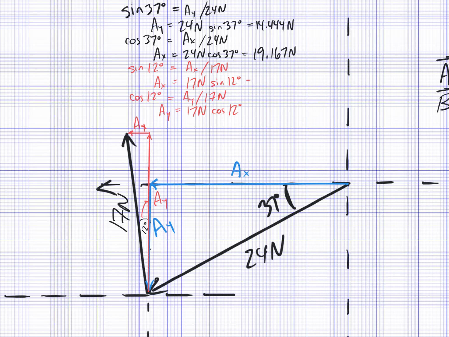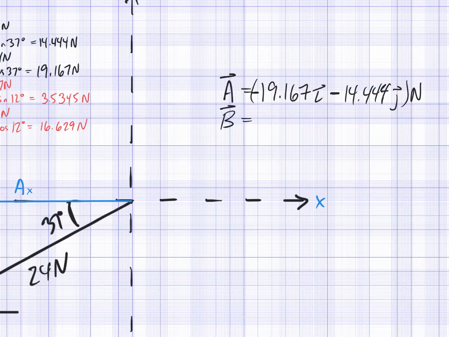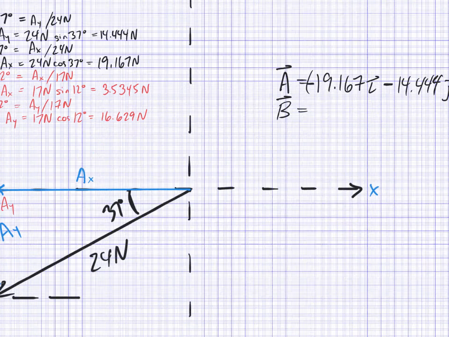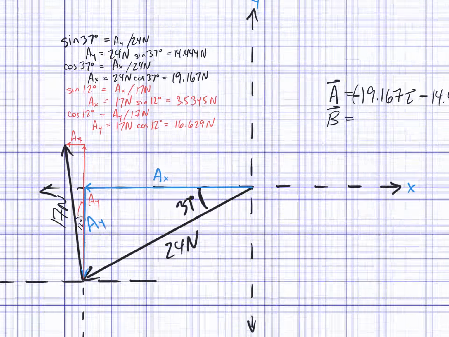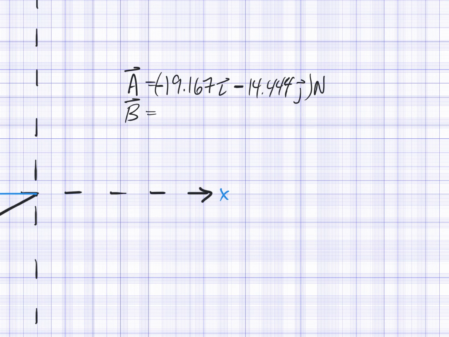Again, we're going to plug those into the calculator. You don't need to listen while I do that. All right, so we get these fancy numbers, and we'll go over here to B and copy those numbers in. We'll note that this is negative in the X and positive in the Y. I'm going to use black again. So we end up with negative 3.5345 in the I, and a plus 16.629 in the J. And we're going to put newtons around the outside of that and draw a line.